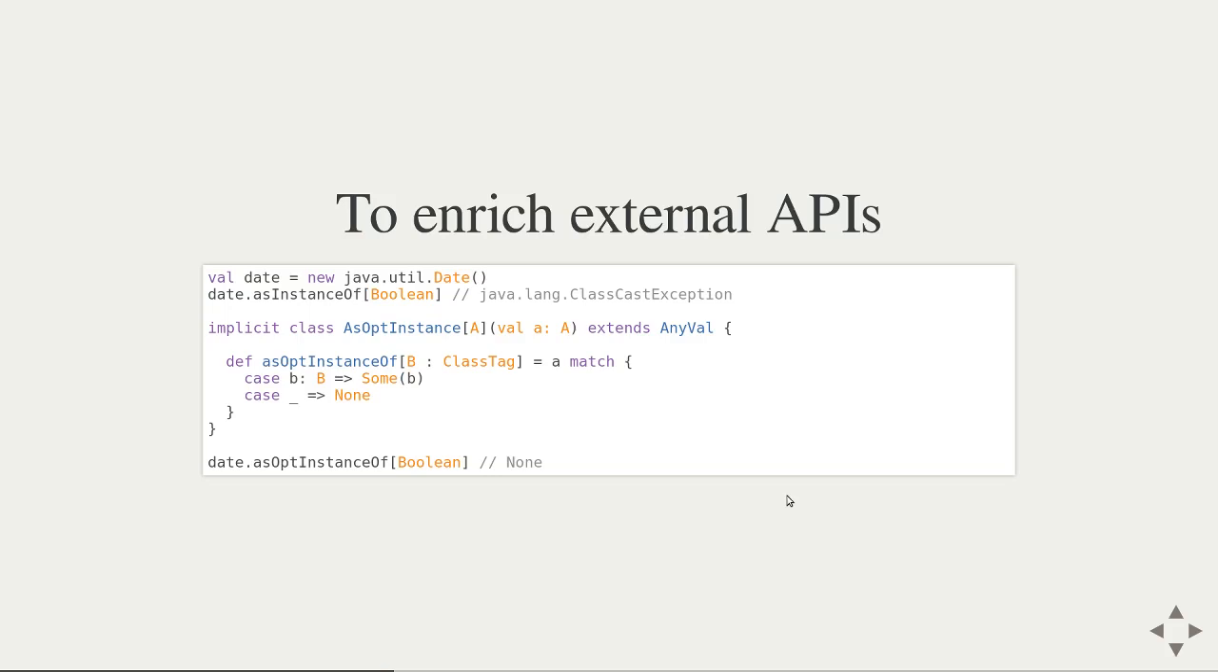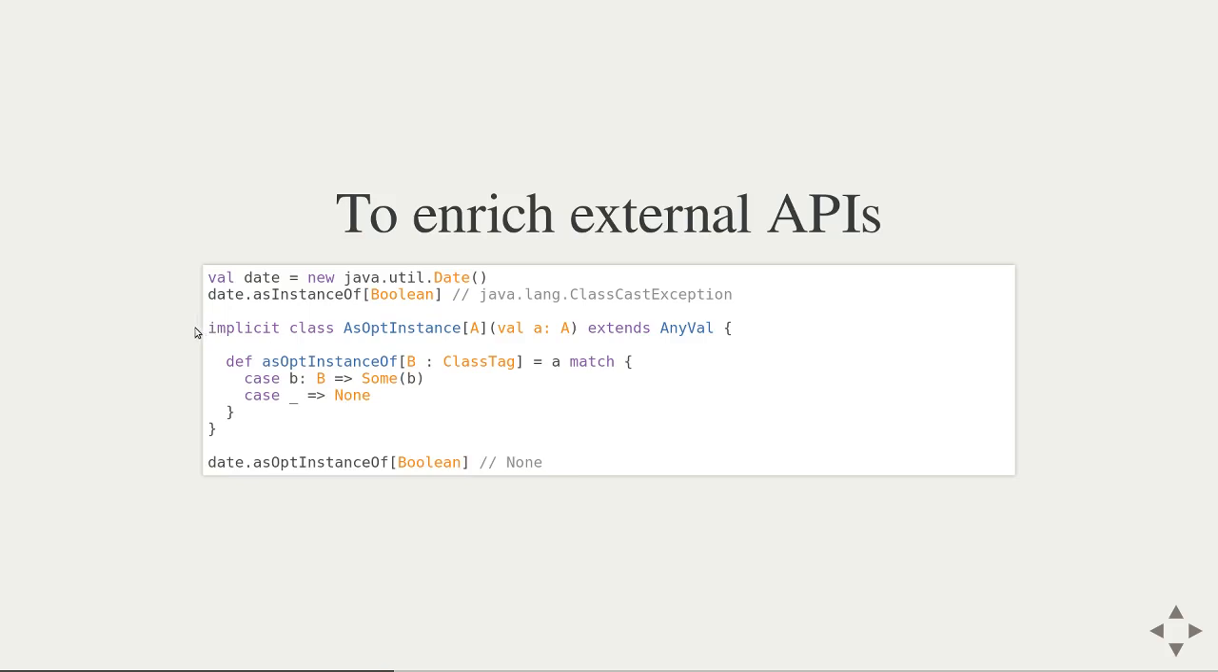One way that you can use them is to enrich external APIs: provide a function that is not normally available on a class, as in my previous example. One case that I use: Scala has asInstanceOf, which will throw an exception if you try to convert a class illegally. Like here, I've tried to convert a date into a Boolean. If I want to do it safely, perhaps in a more functional way, I can use a function called asOptInstanceOf, which will allow me to maybe convert my date to a Boolean and get an optional Boolean, or if it fails, it'll just give me a None instead of throwing an exception.